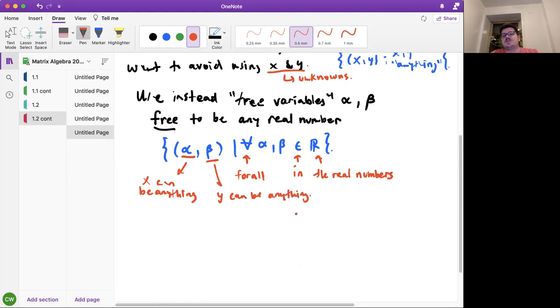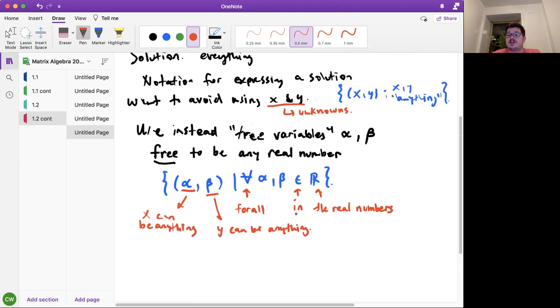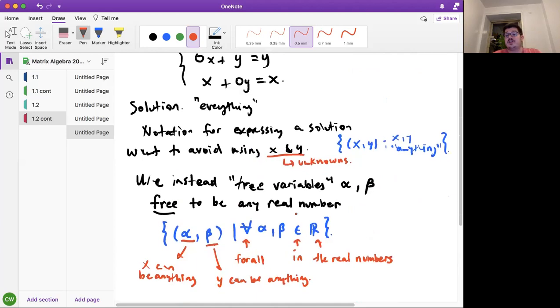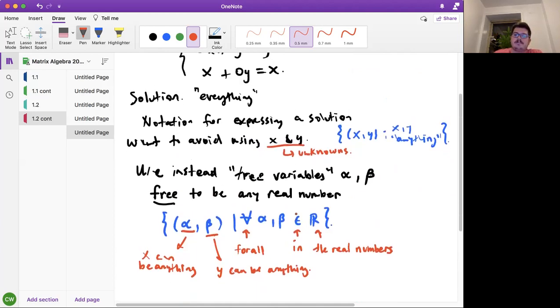Hey, any questions on that notation? So if we're dealing with an infinite amount of solutions, we're going to use alpha, beta. Sometimes we might use gamma if there's a third, or delta if there's a fourth. This is just to avoid using x, y, z, because those represent something unknown, but we're actually solving for it. Okay, any questions on that?